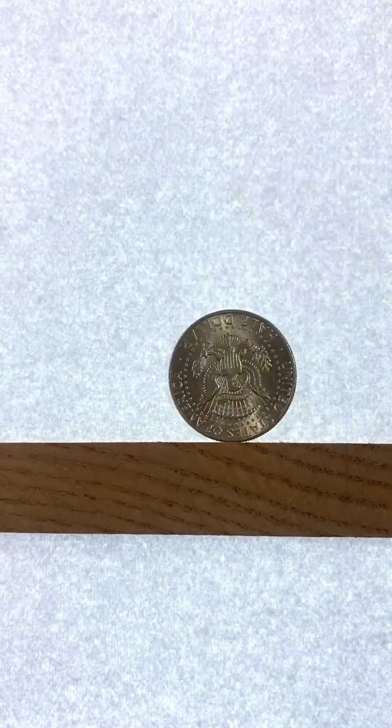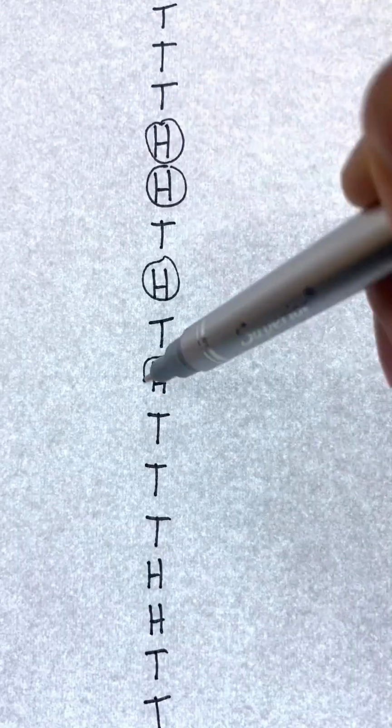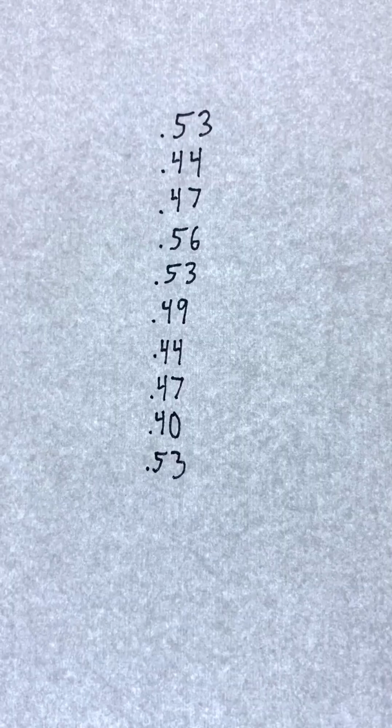Now, toss the coin another 100 times and do the same thing. Once again, record the proportion of tosses that came up heads. Suppose we do this 10 times and end up with this list of results.